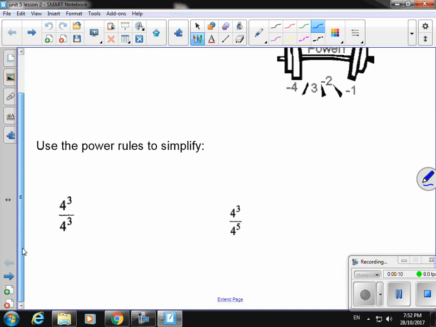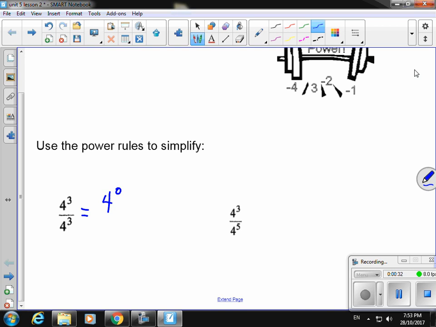We have 4 cubed divided by 4 cubed. And when I am looking at a division, my first thought is, do I have the same base? And I do. Both the numerator and the denominator have a base of 4. So I can use my rules of powers, which would be keep the base, subtract the exponent. 3 subtract 3 is 0. Well, that's kind of weird.